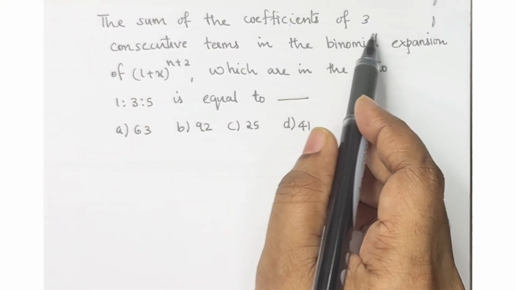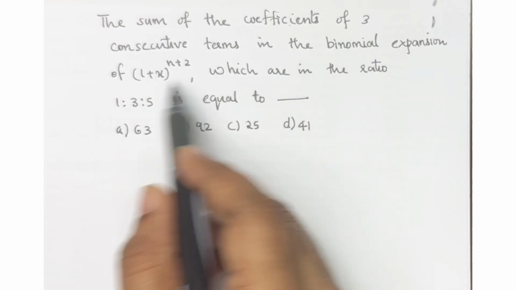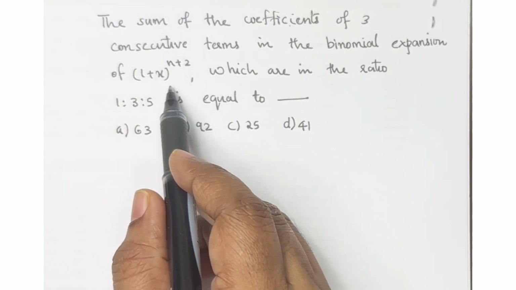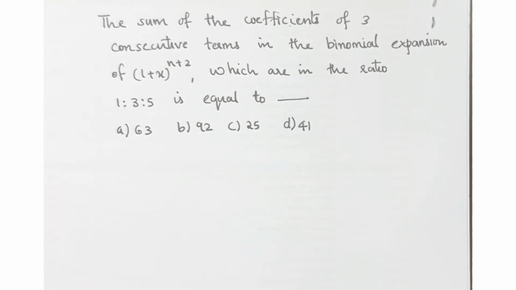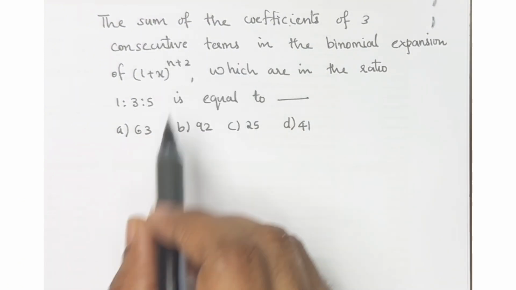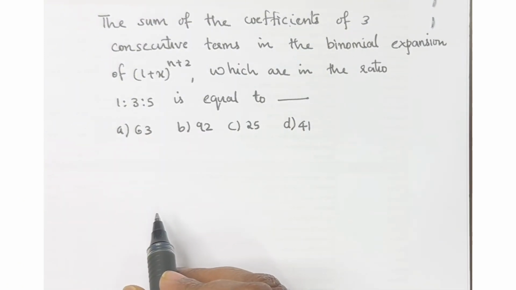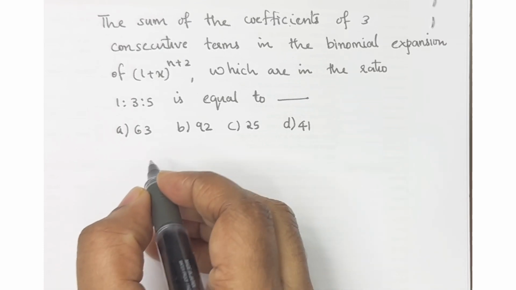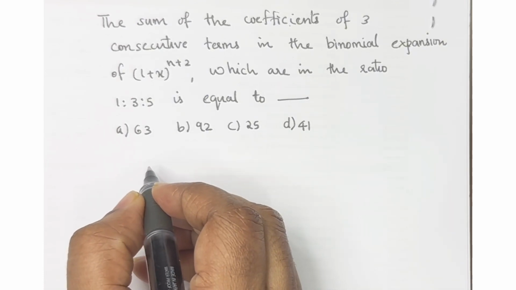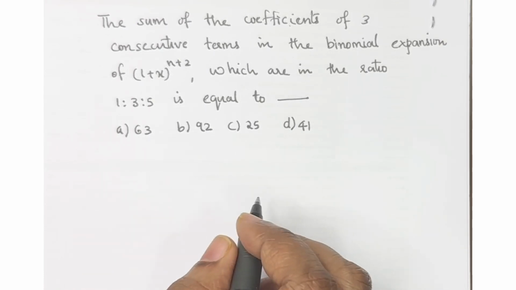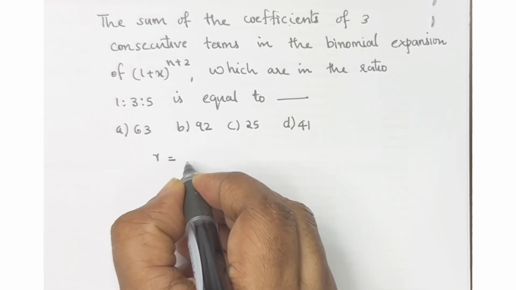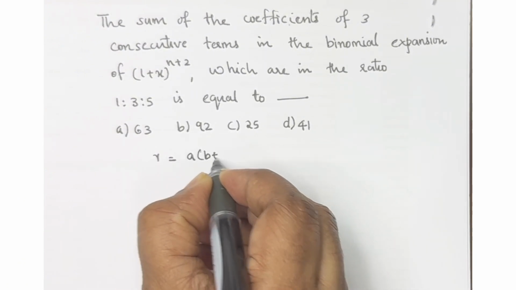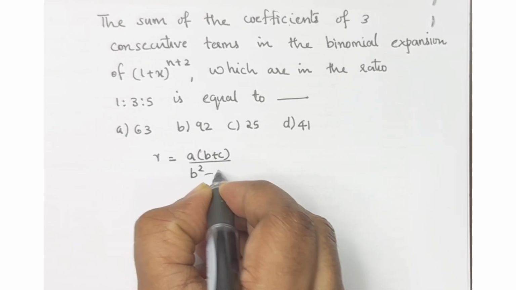Next question: the sum of the coefficients of 3 consecutive terms in the binomial expansion of (1 + x)^(n+2), which are in the ratio 1:3:5, is equal to dash. It's given the sum of the coefficients of 3 consecutive terms. To calculate the coefficients, we need n and r, and we can calculate these n and r using the shortcut. Therefore, r is equal to, the formula is a(b + c) / (b² - ac).